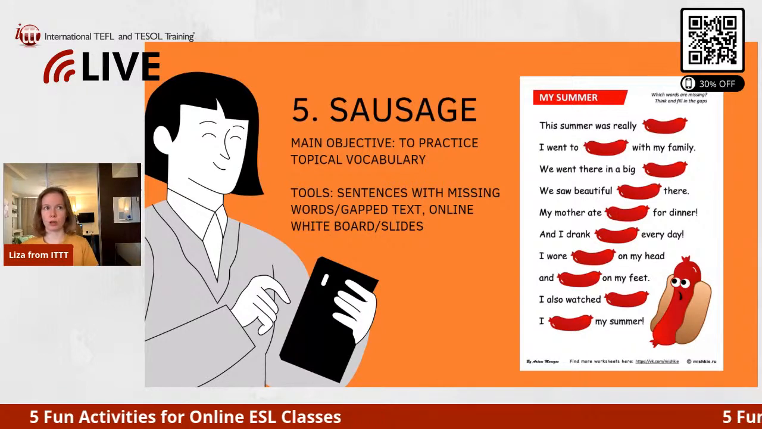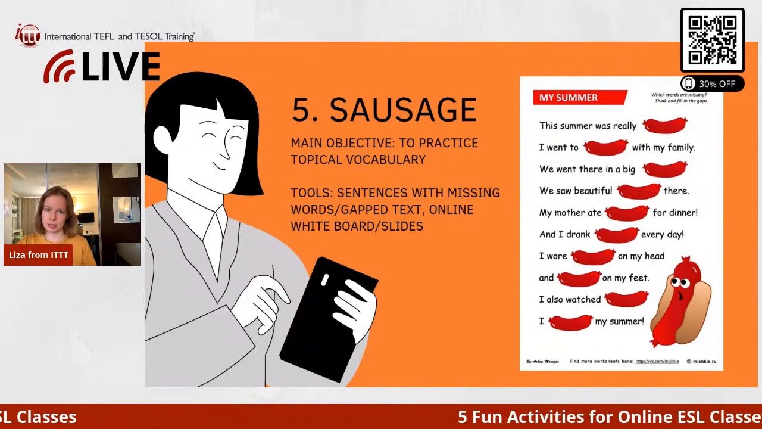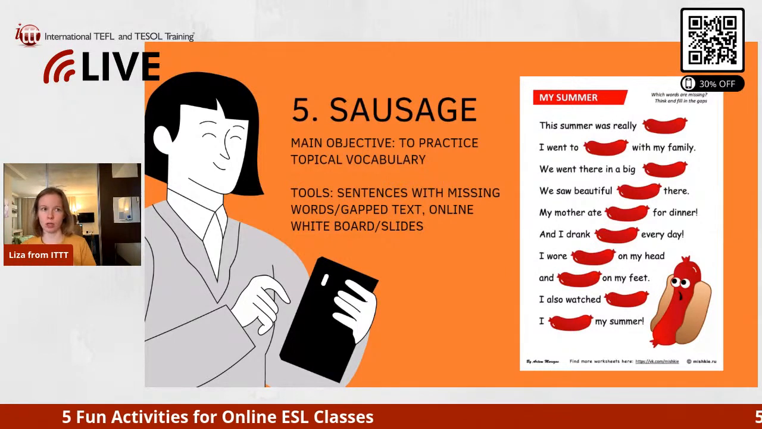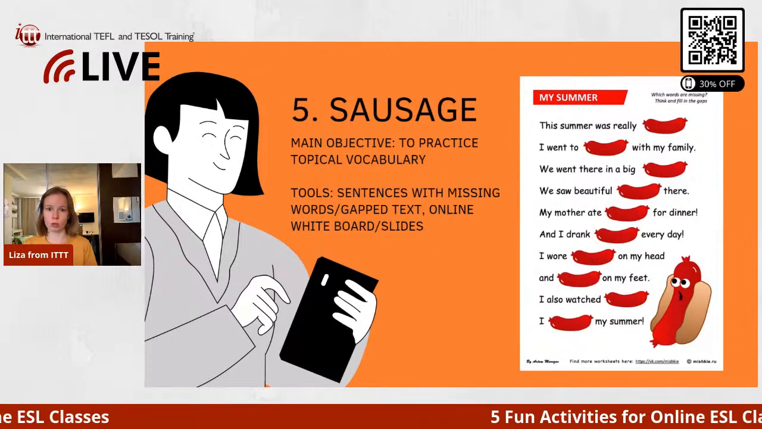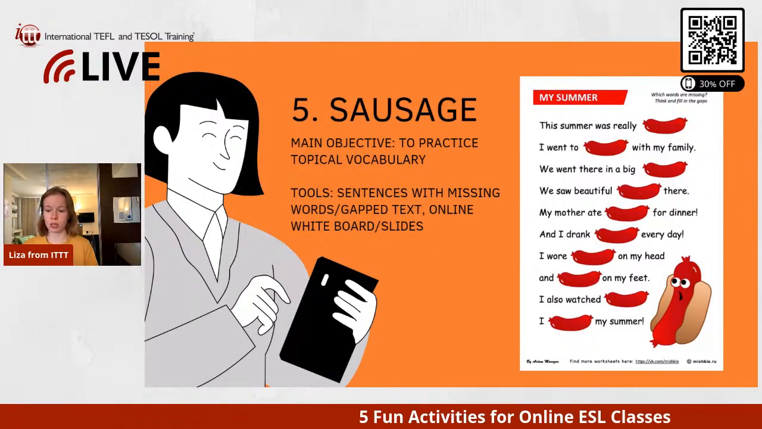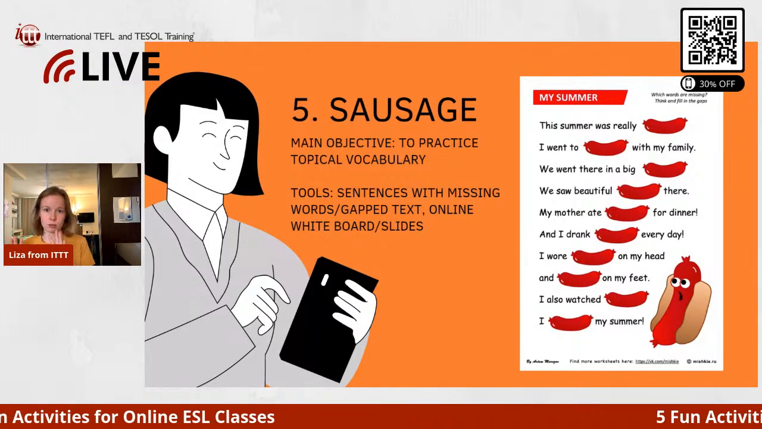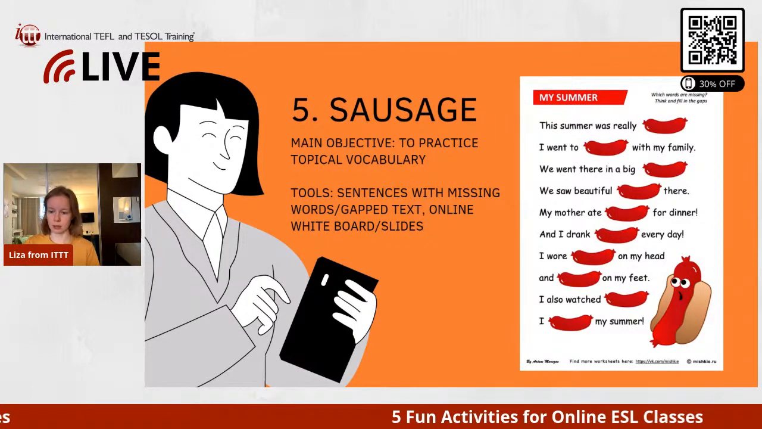You have to write a story with words missing. So you need to get ready with some topical vocabulary. For example, you covered a topic with your group or with your individual student, and you want your student to recall the vocabulary. So you prepare this story with some words missing.